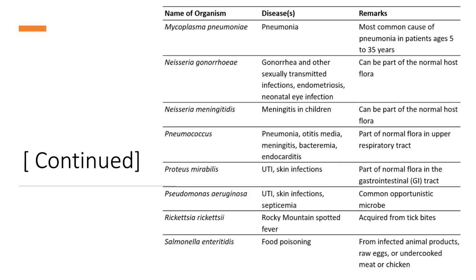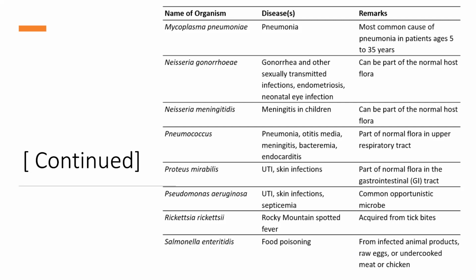Pneumococcus causes pneumonia, otitis media, meningitis, bacteremia, endocarditis. It is part of the normal flora in the upper respiratory tract. Proteus mirabilis causes UTI and skin infections, and is part of normal flora in the GI tract. Pseudomonas aeruginosa causes UTI, skin infection, septicemia, and is a common opportunistic microbe.